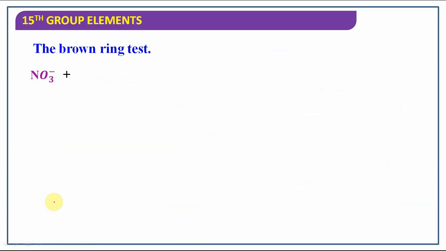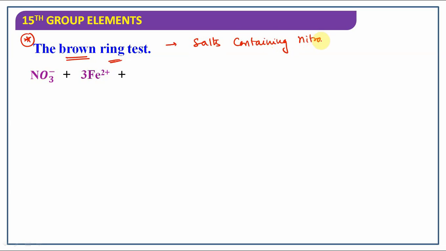Now let's talk about the very important brown ring test. It's very important for practical examinations also. Children, when you go to the laboratory, if they give any salts containing nitrate ion, NO3 minus, in such cases, you can perform a confirmatory test that is called the brown ring test.